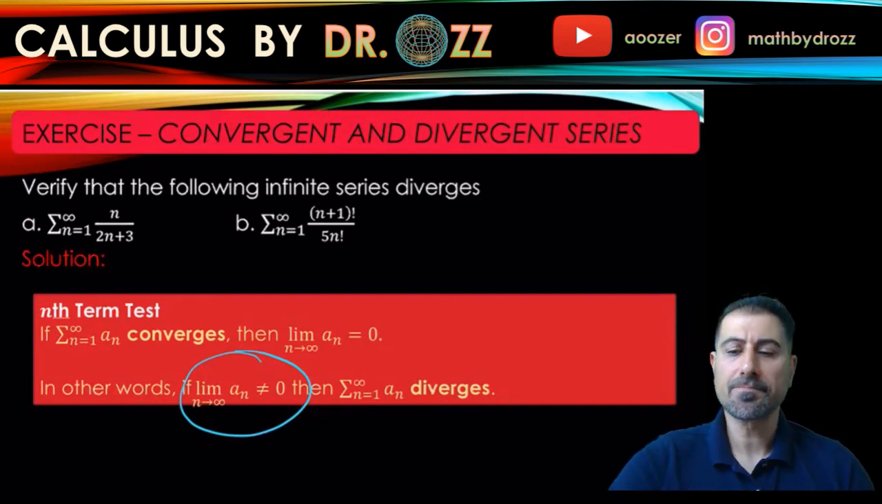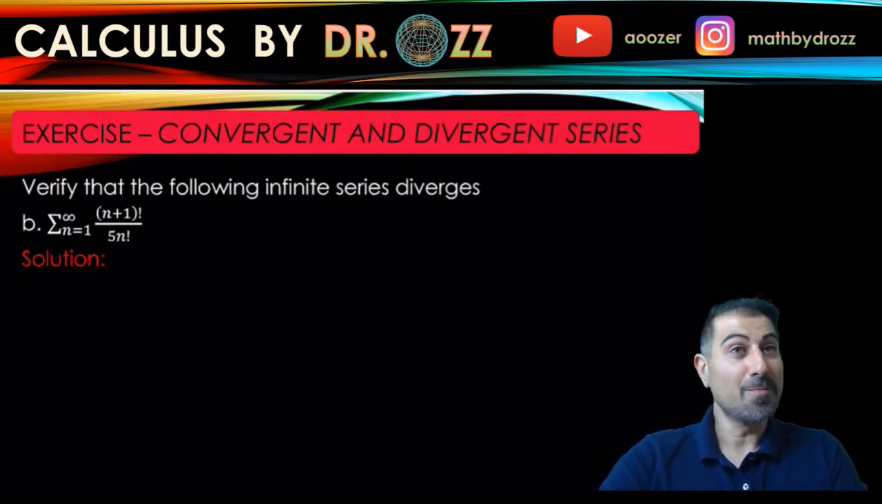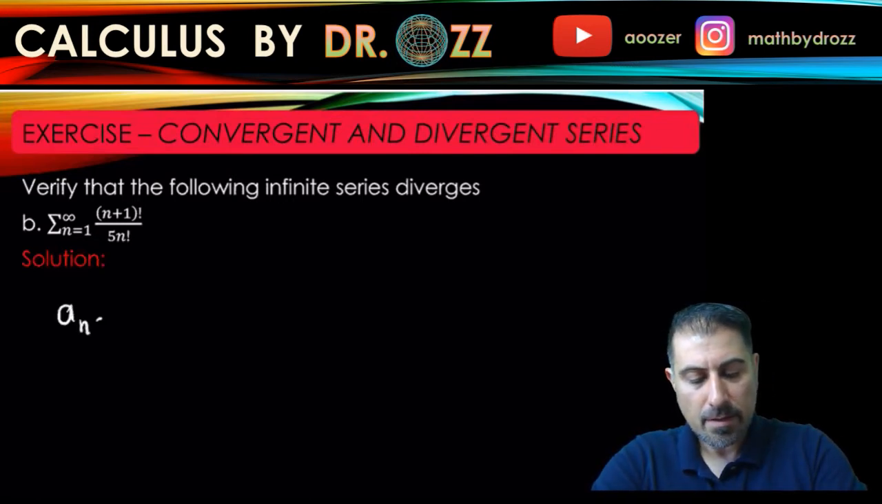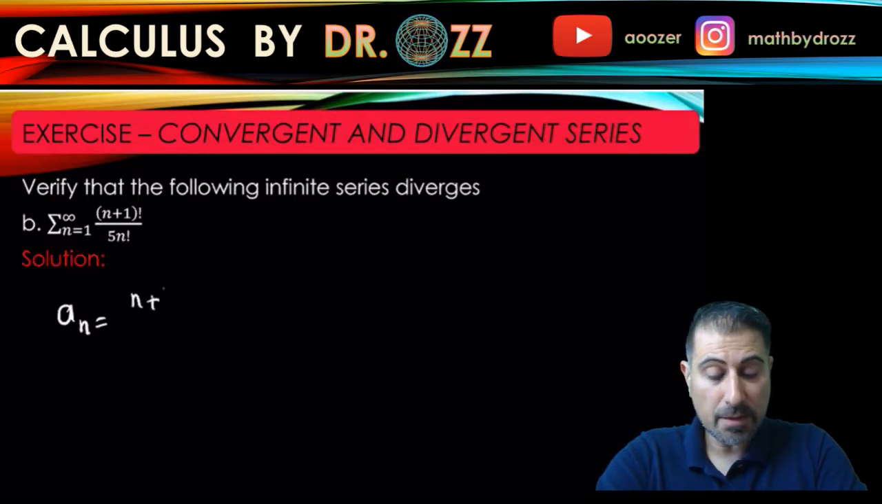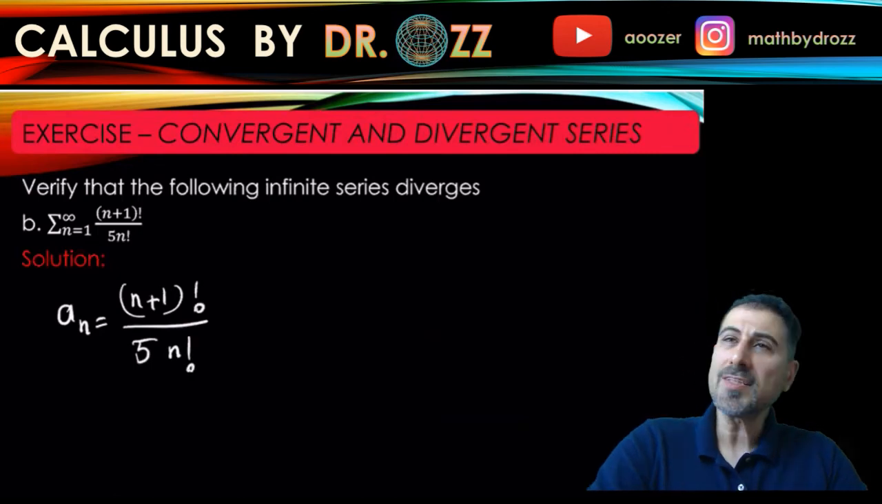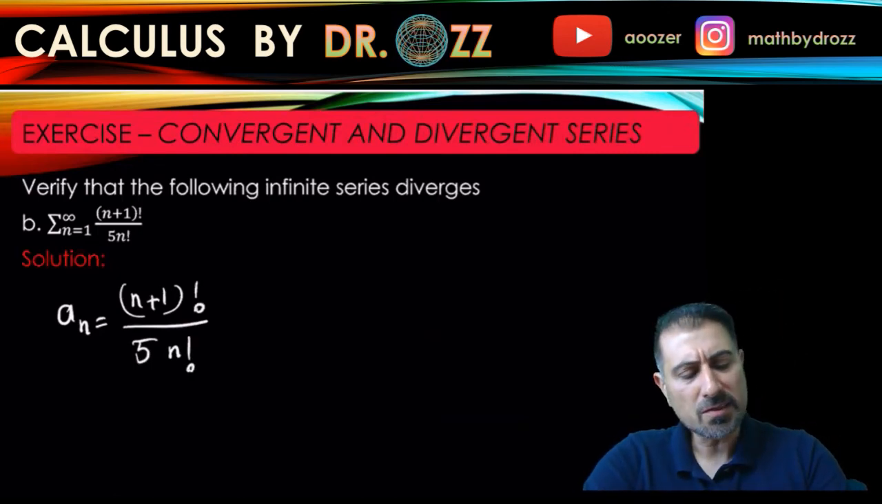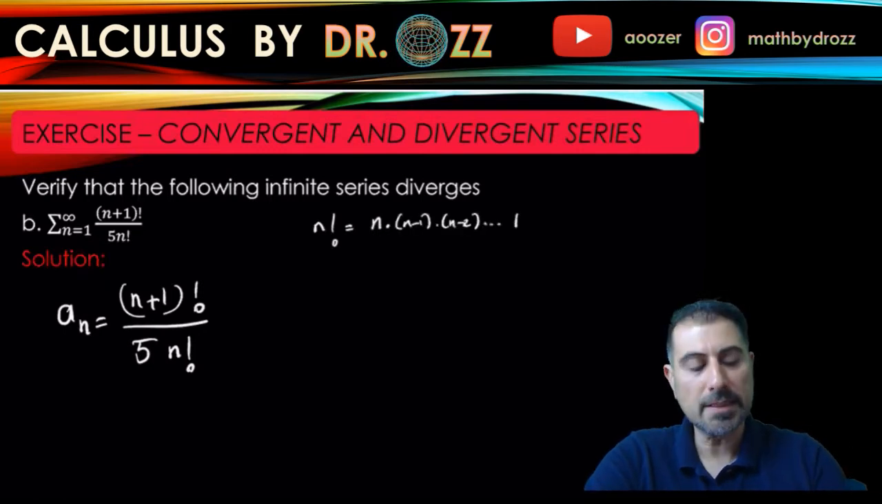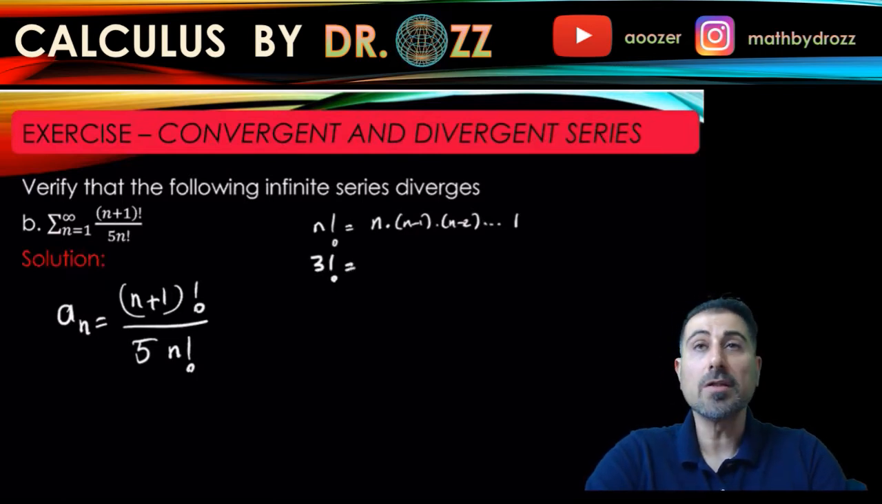The infinite series diverges. All right, for part B, we're going to apply the same strategy. I have the nth term to be (n plus 1) factorial over 5 times n factorial. Just in case you don't remember what factorial means, let me write here n factorial. It's essentially multiplying the numbers starting from n all the way down to 1. For example, 3 factorial is 3 times 2 times 1.